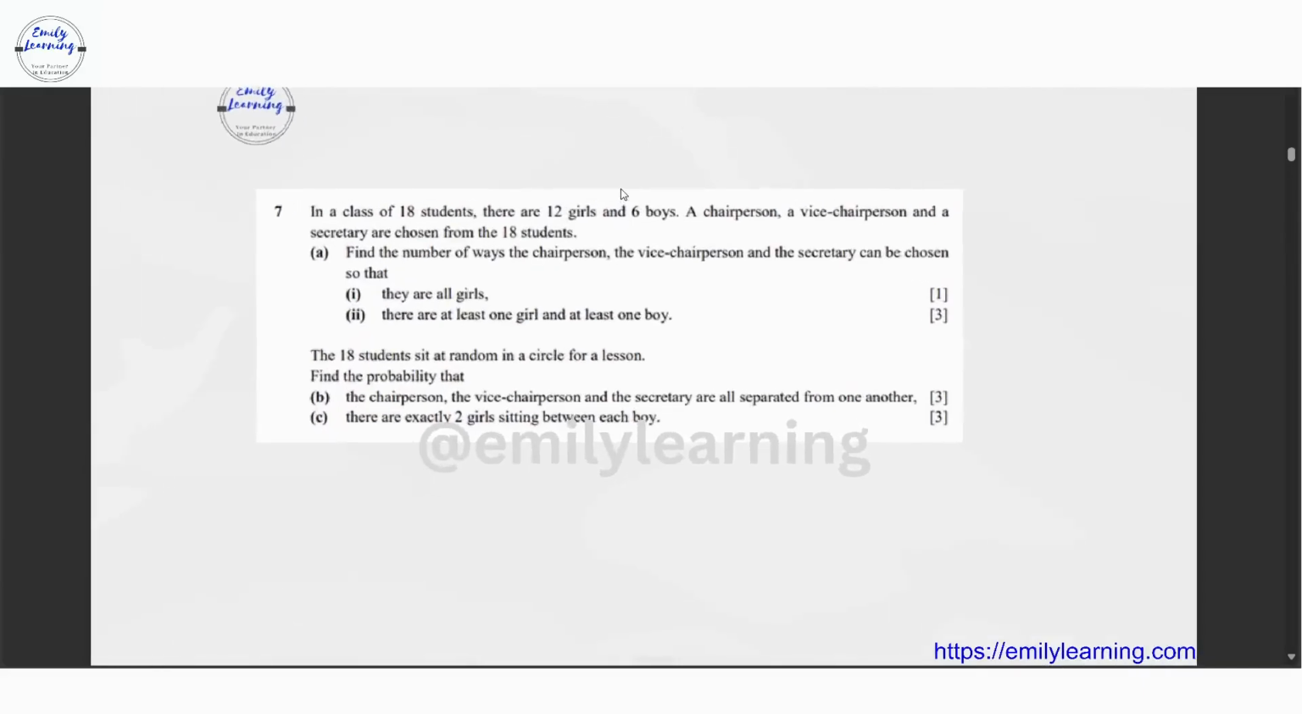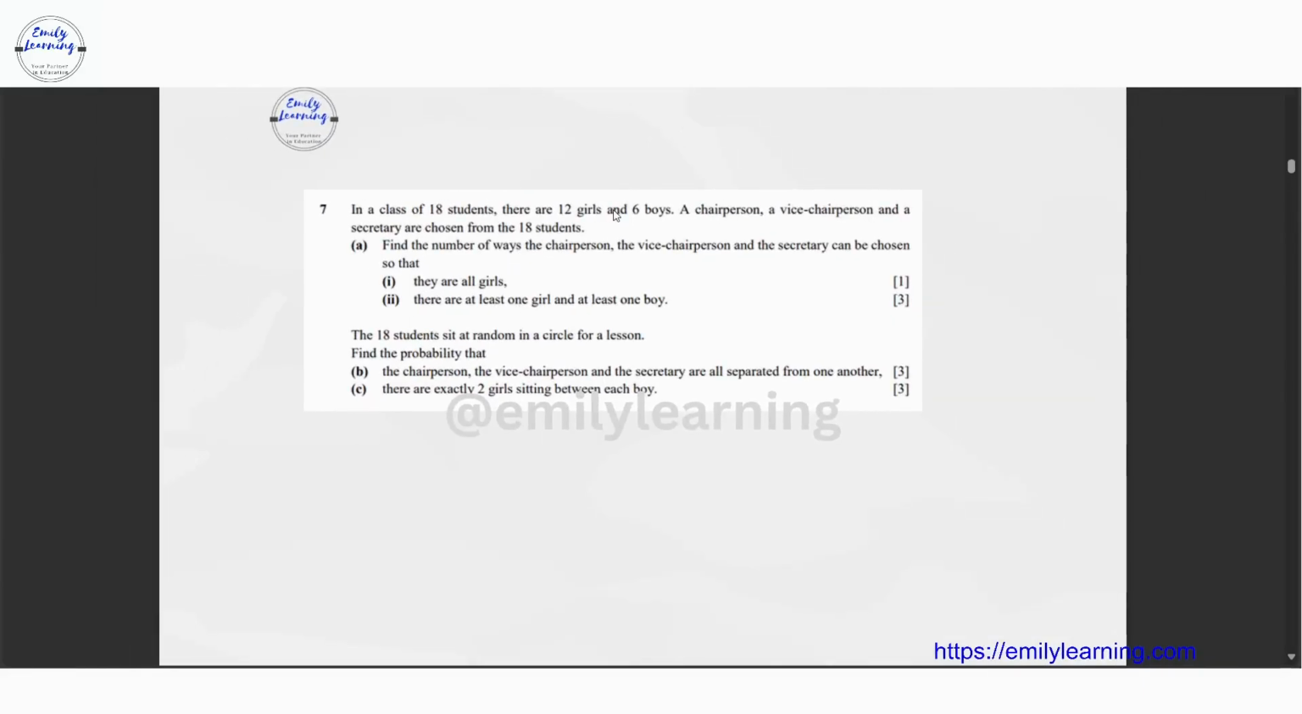In this question, you're given a class of 18 students. There are 12 girls and 6 boys. A chairperson, a vice chairperson, and a secretary are chosen from the 18 students. Chairperson, vice chairperson, and secretary are different positions or different roles. So if you have 3 students, student A, student B, and student C, student A being a chairperson is a different event from student A being a vice chairperson. So very likely we are looking at permutation because these 3 positions or roles are different.